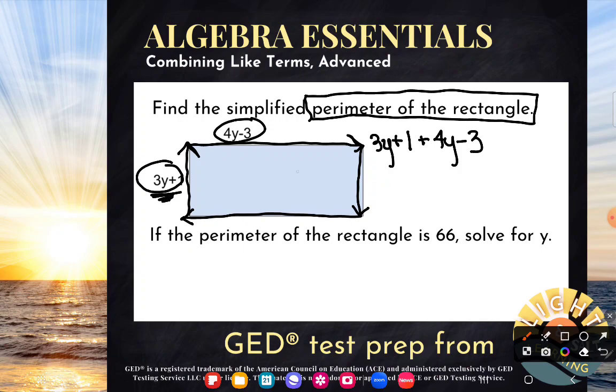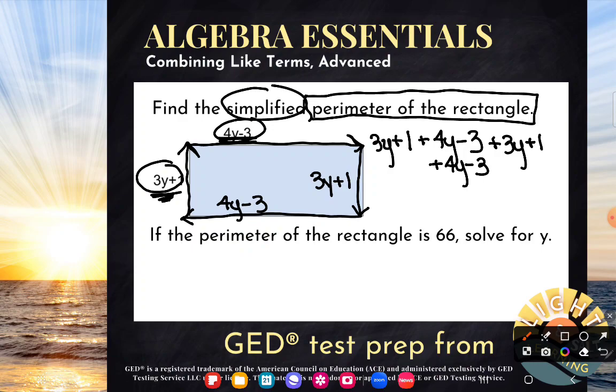So guess what? If that side is 3y plus 1, so is the opposite side. And if this side is 4y minus 3, so is the opposite side. And that's that idea of having two lengths and two widths. So I'll add another 3y plus 1, and then another 4y minus 3, underneath, since I didn't give myself the space. And you found the perimeter. This is the perimeter, but we are going to simplify it.